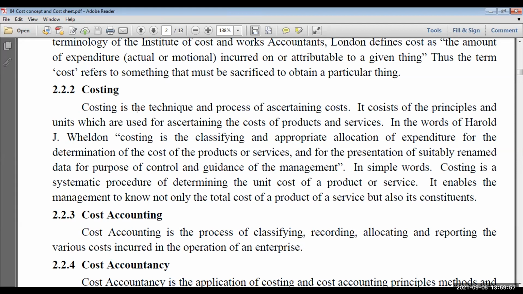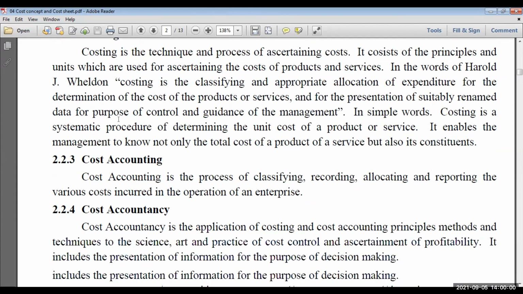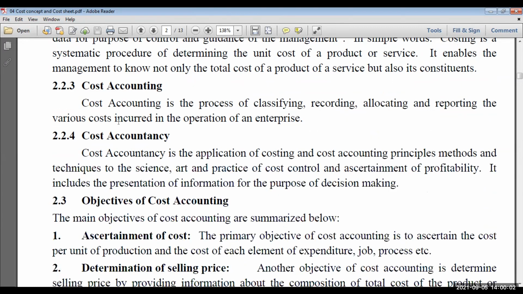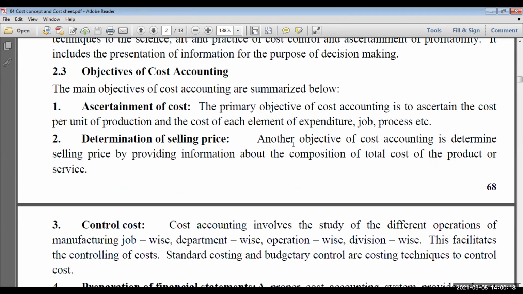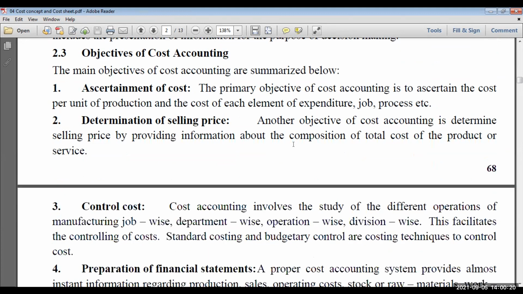So what is cost accounting? It is the process of classifying, recording, and allocating the various costs incurred in the process of production by a company. What is the basic objective of cost accounting? The basic objective is to ascertain the cost.